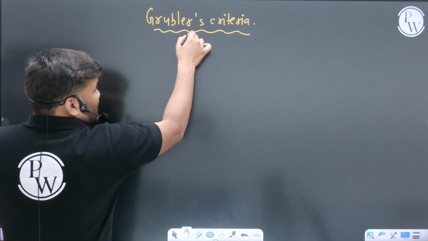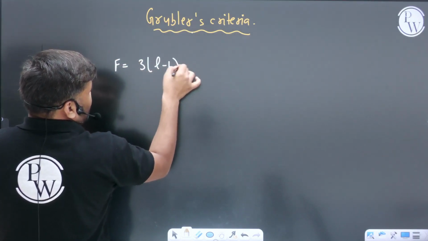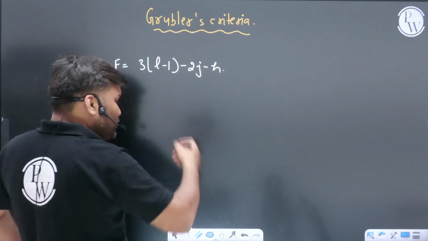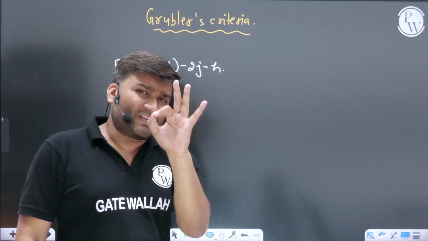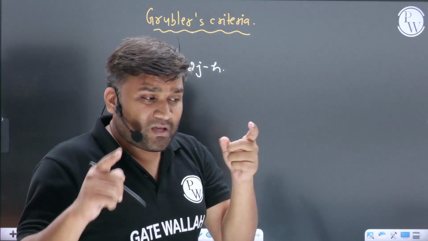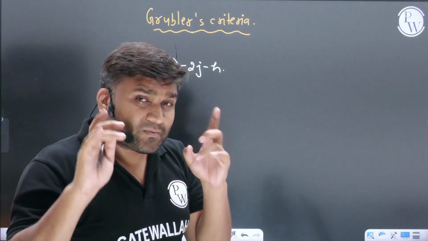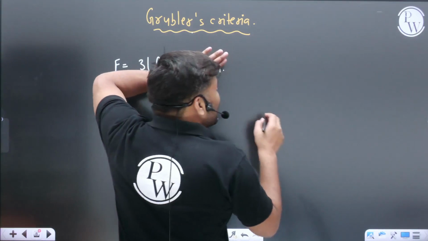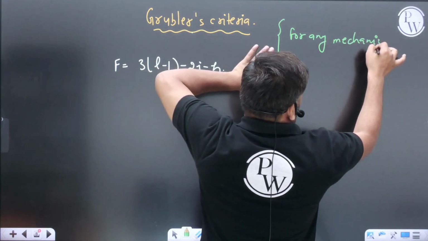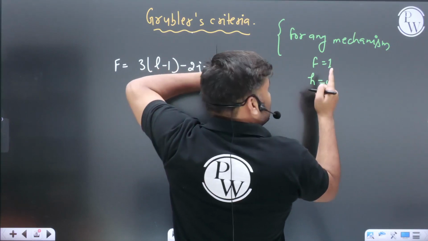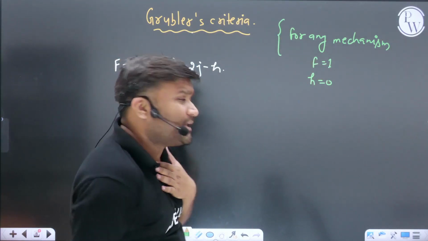He has taken the Kutzbach equation, which was F is equal to 3(L minus 1) minus 2J minus H, which we have just seen. Grubler said, if there is any planar mechanism in this world which has degree of freedom 1 without any higher pair, with only lower pairs, keep in mind, again I am repeating, if any mechanism with 1 degree of freedom and no higher pair is to exist, formed only with the help of lower pairs, then that mechanism has to follow my criteria.